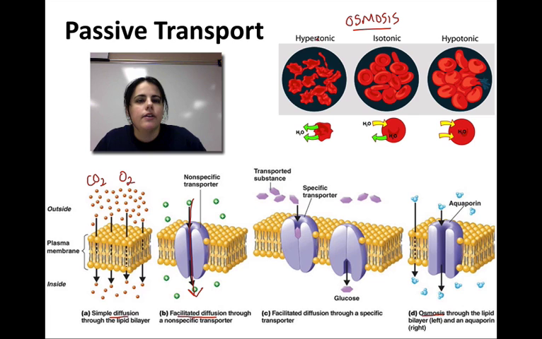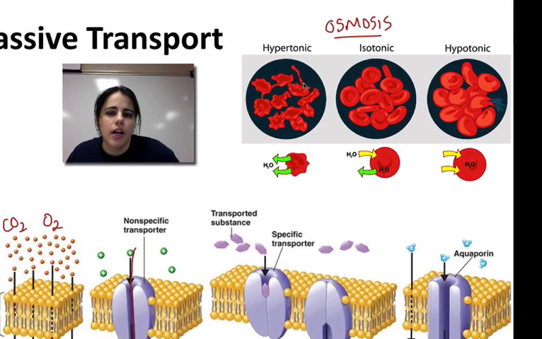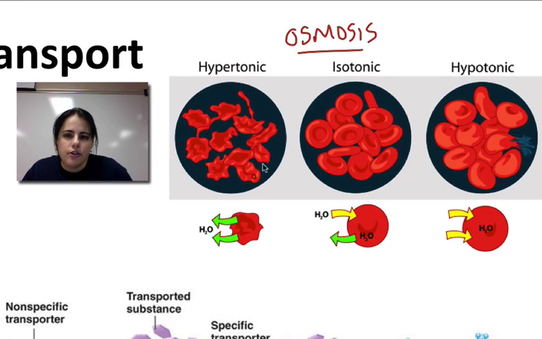And we have 3 different types of tonicity based on this. We have hypertonic, isotonic, and hypotonic. And so just a quick review is, where is the water moving in relation to the cell? And so in this black or dark blue area, that's the solution that these red blood cells are in.